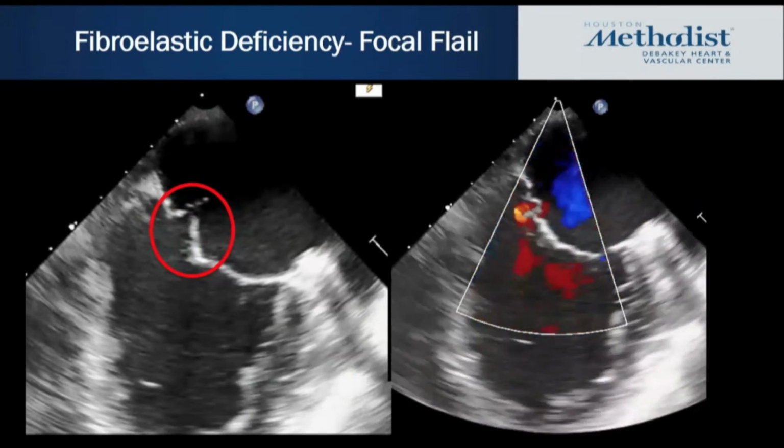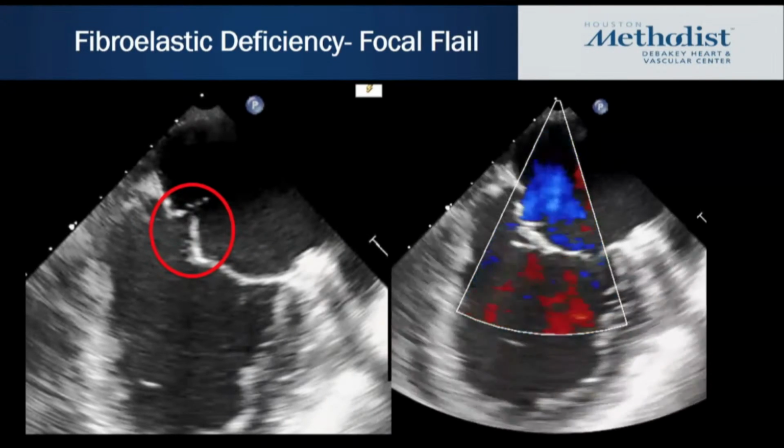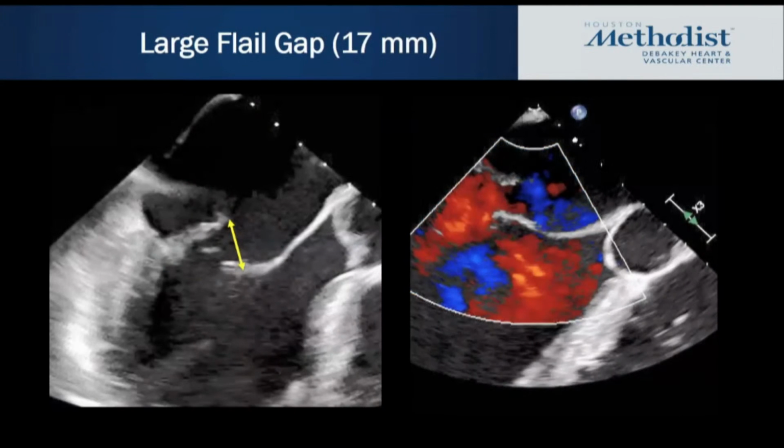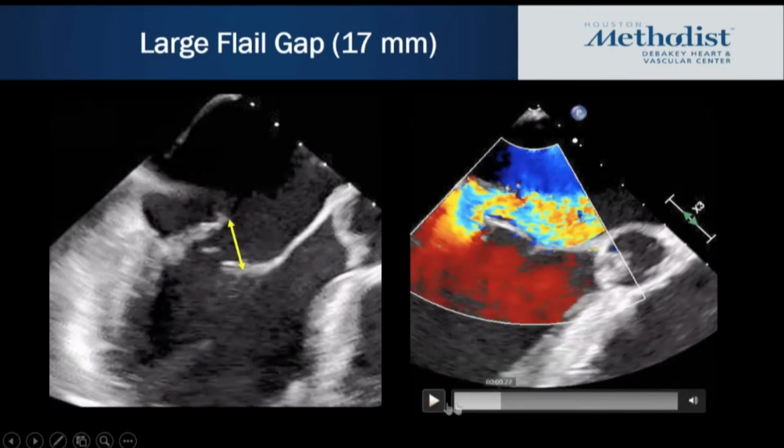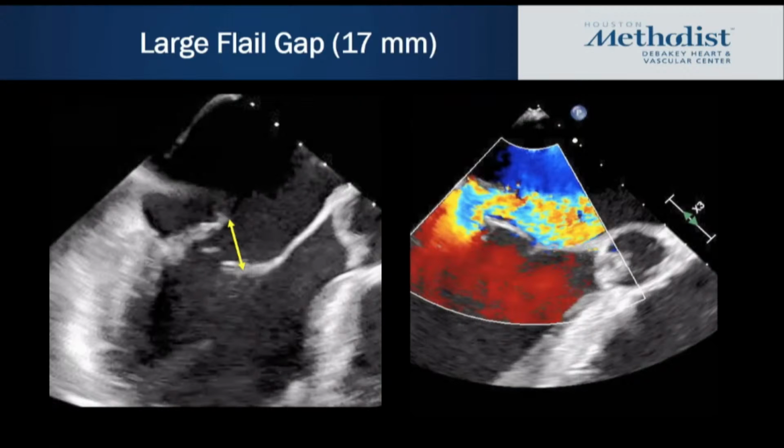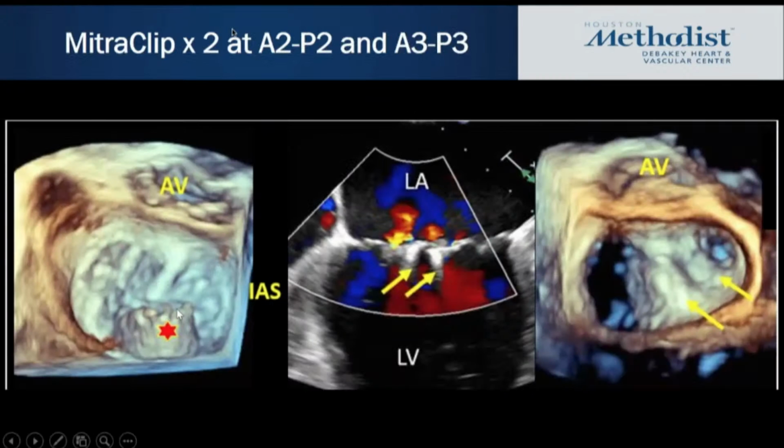Another example of primary mitral regurgitation. This is a patient who presented to us with a flail posterior mitral leaflet with a huge flail gap of 17 millimeters. He was a high surgical risk patient. So based on our heart team discussion, the plan was to attempt transcatheter edge-to-edge repair. It was a technically challenging case because of this large flail gap. You can see this flail segment right here by 3D imaging. The patient underwent deployment of 2 mitral clips and had significant improvement in the degree of mitral regurgitation.